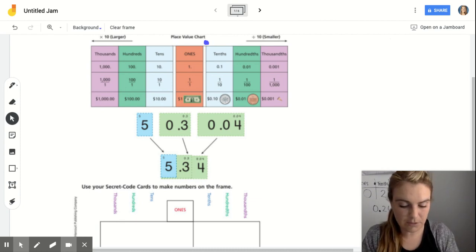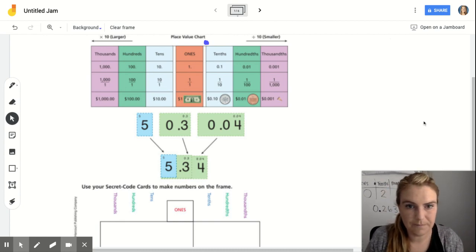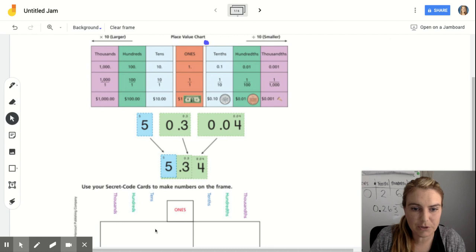Okay, and we're going to do some practice with this with another one. Okay, so again, you can bold your numbers within that.